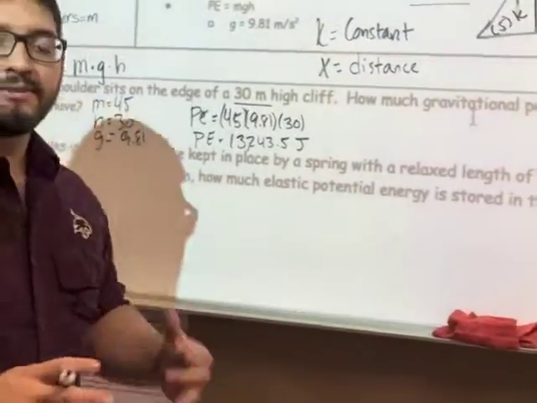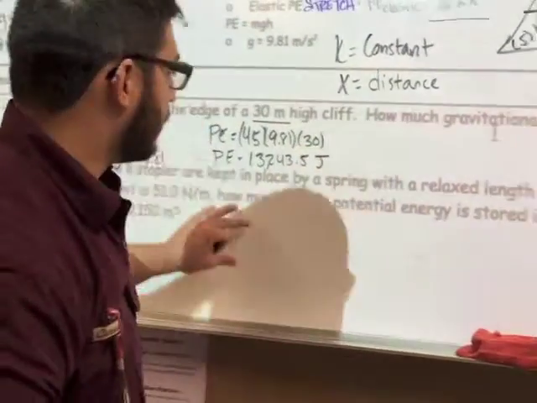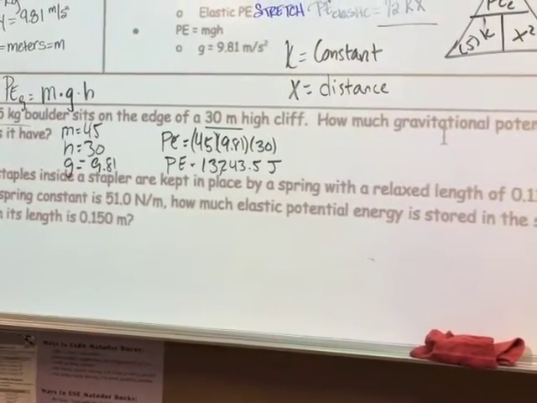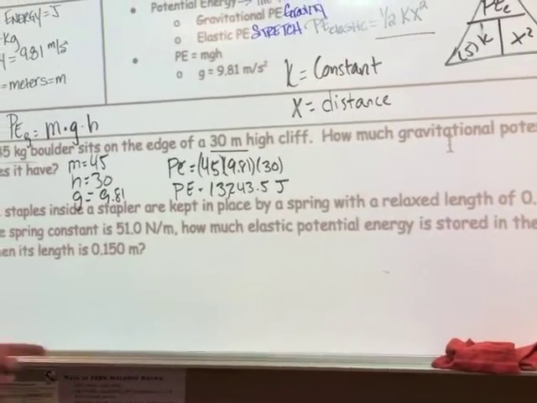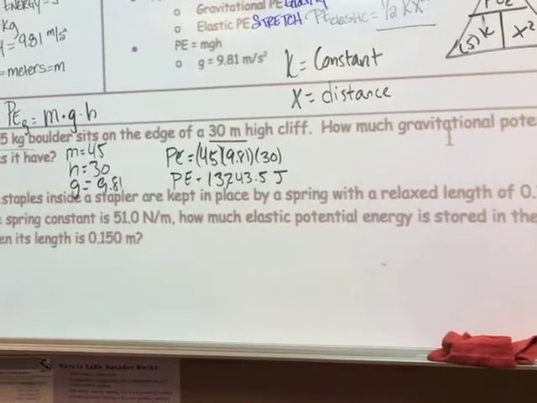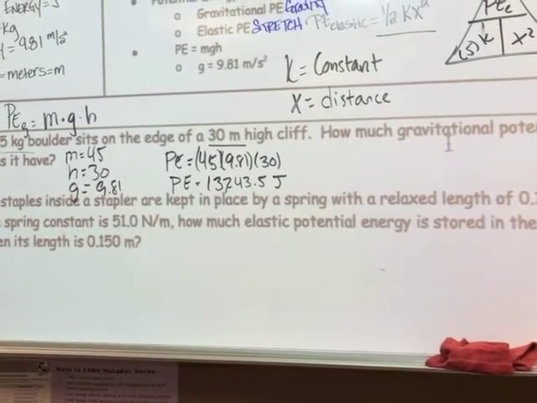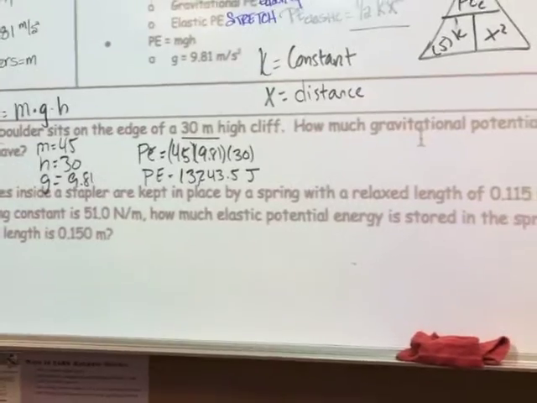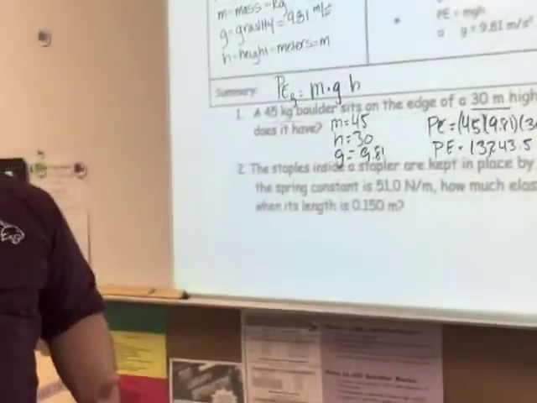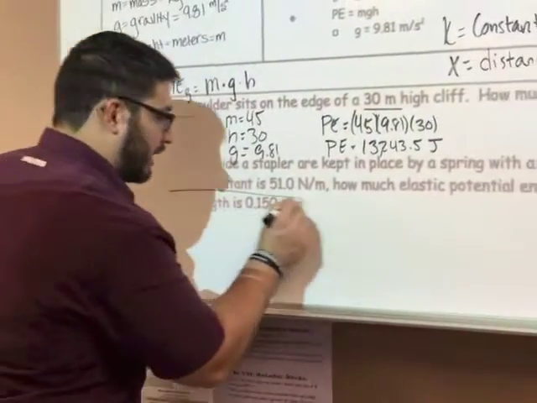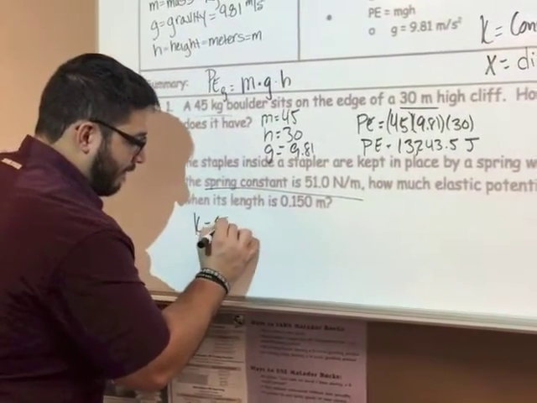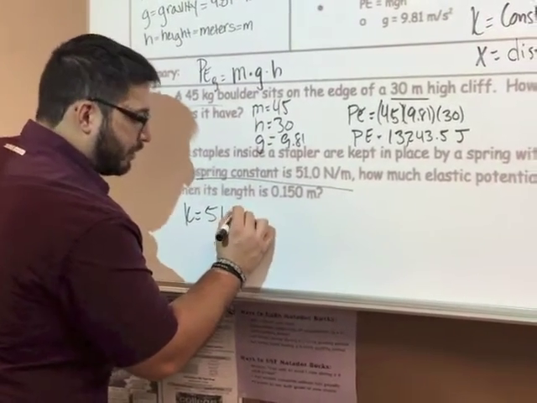Now let's go ahead and use this information that we know and plug it into this equation here. It says the staples inside a stapler are kept in place by a spring with a relaxed length of 0.115 meters. If the spring constant was 51 Newtons per meter, how much elastic potential energy is stored in the spring when its length is 0.15 meters? So there's a few things we can go ahead and figure out here. The first thing is I want to pull out that our spring constant is 51 newtons per meter. So K is going to be 51 newtons over meters.